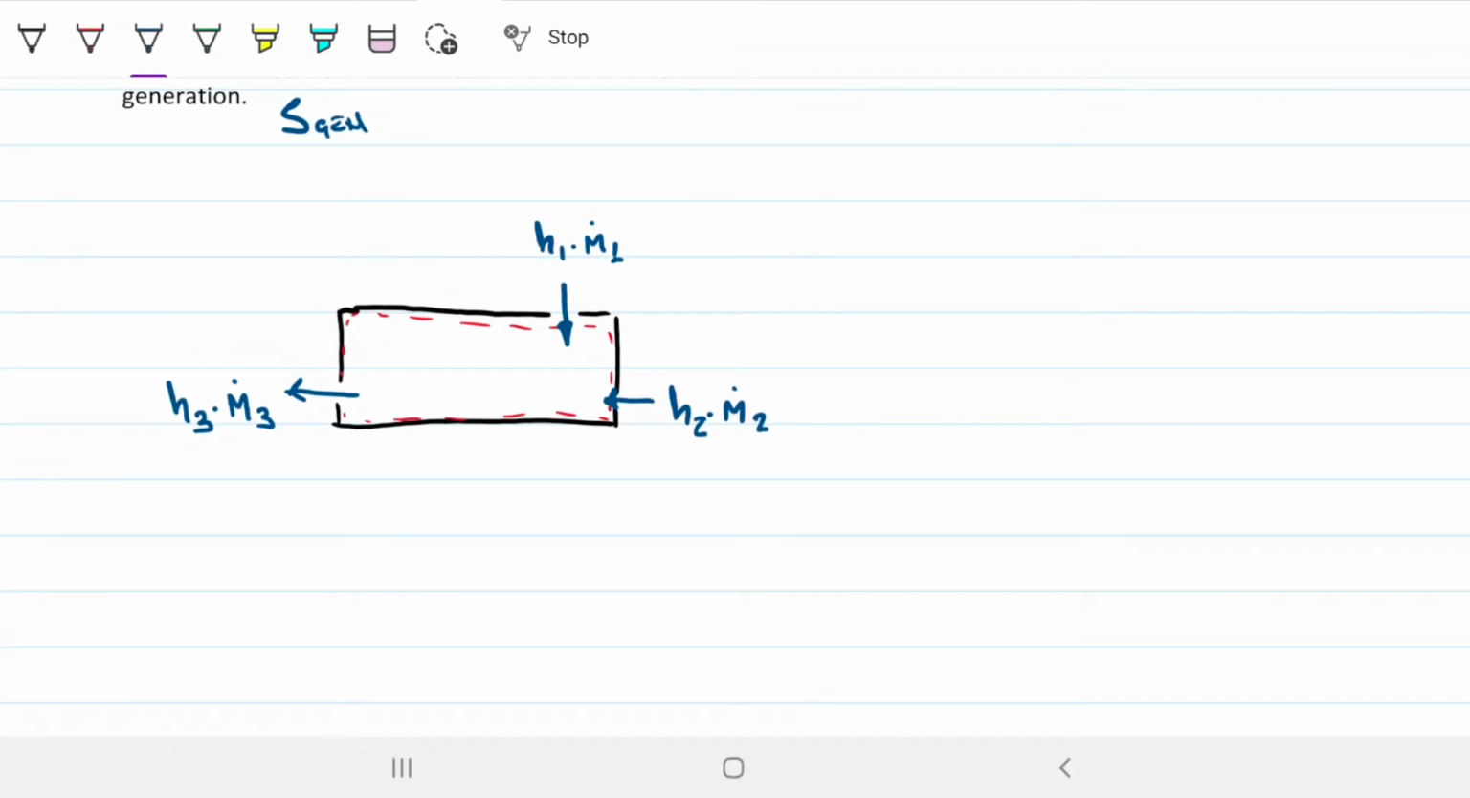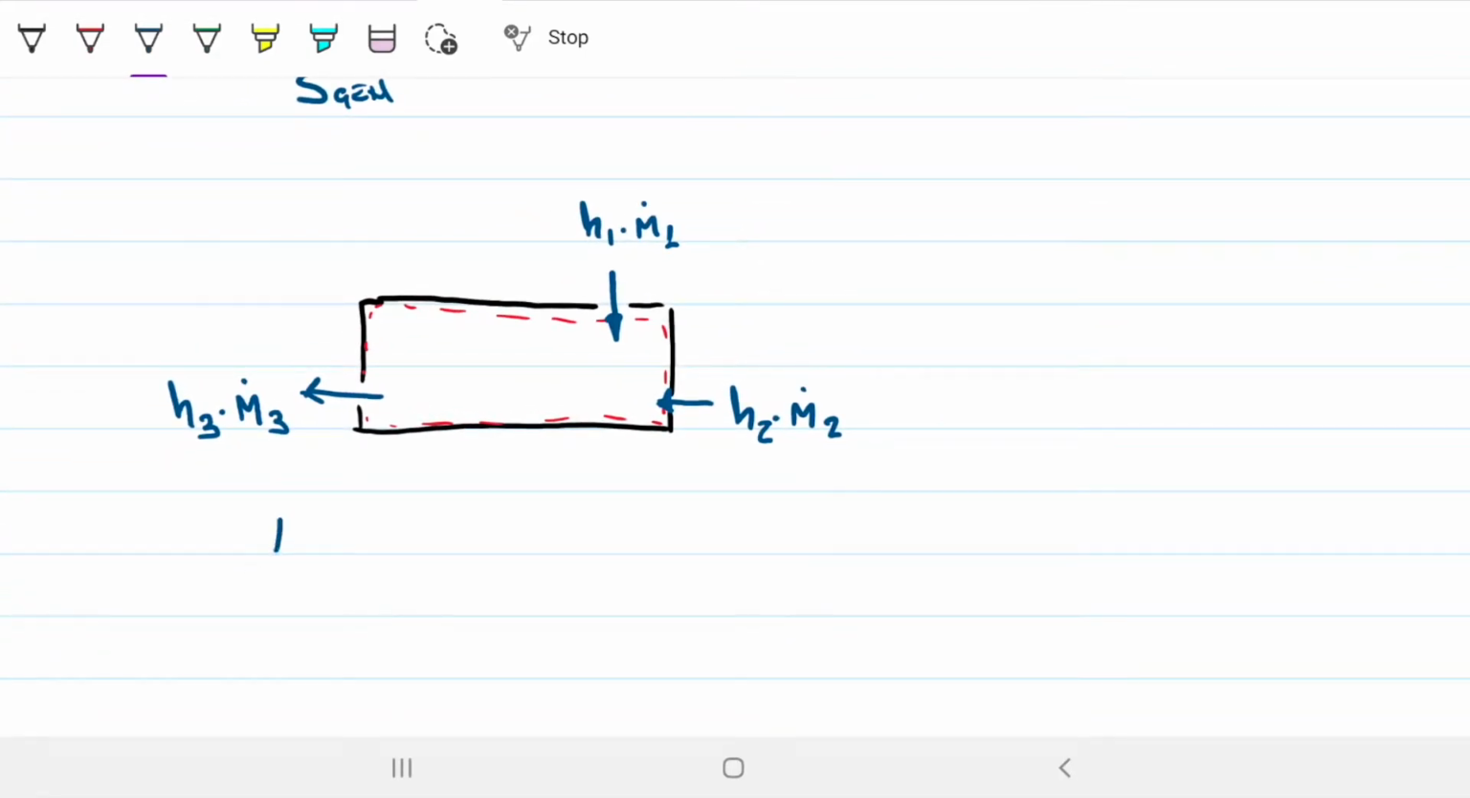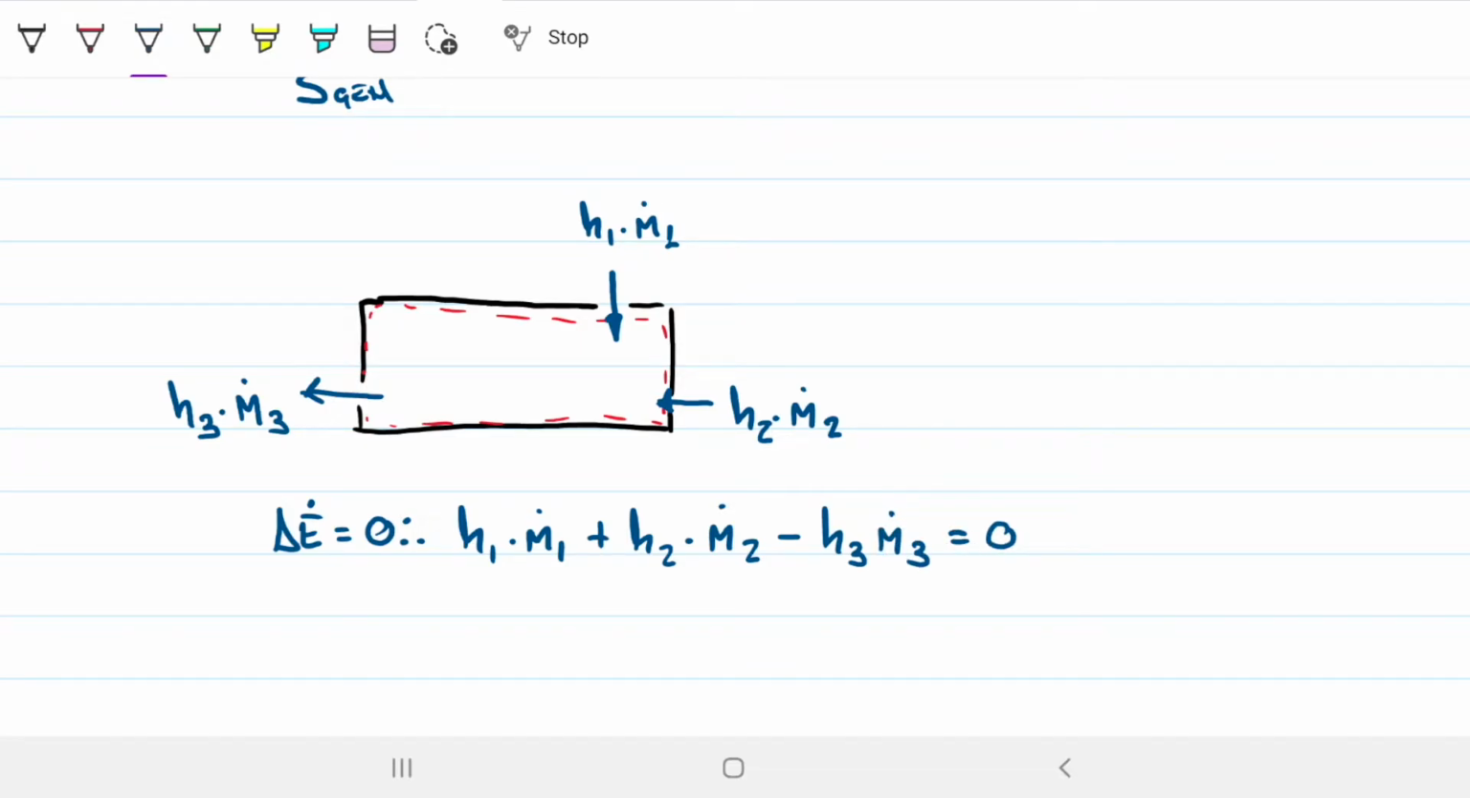So if I do a little energy balance on this, because energy cannot be created or destroyed, then whatever is going in minus whatever is going out has to be equal to 0. So that means that H1 M1, and this is right, by the way, plus what else is going in? H2 M2 is going in, minus what's going out, that's H3 M3. This has to be equal to 0. Brilliant. What else do we know?